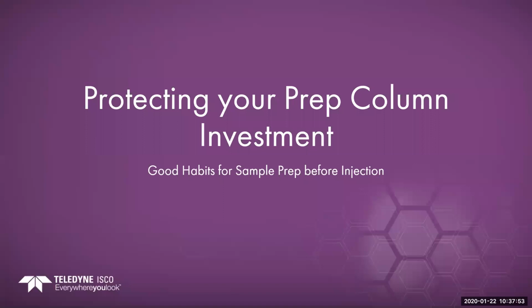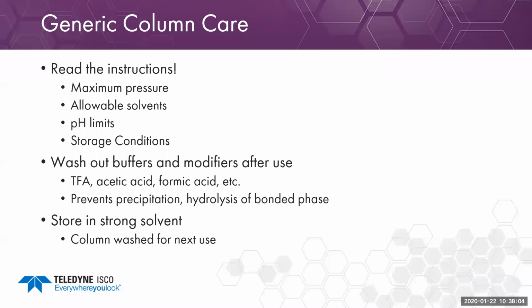So here are some good habits, no matter what you're doing, auto sampler, auto injector, manual injection, sample prep, choices to make to protect your prep column investment. So first, generic column care. Read the instructions unique to your column. They should have a maximum pressure, and you can set that in the AccuPrep software unique to each column when you set up your columns.